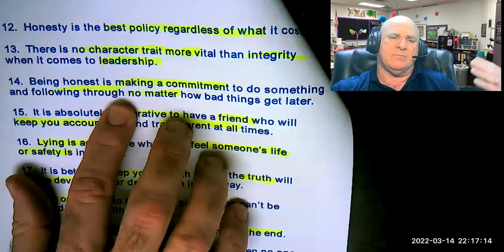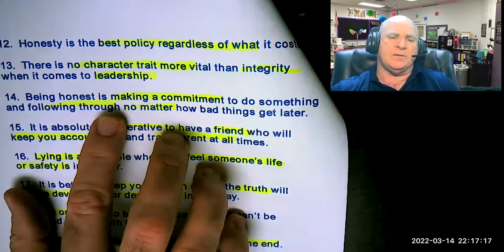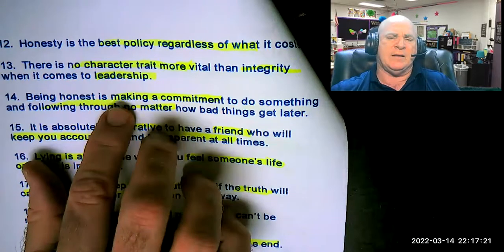Being honest is making a commitment to do something and following through no matter how bad things get later.